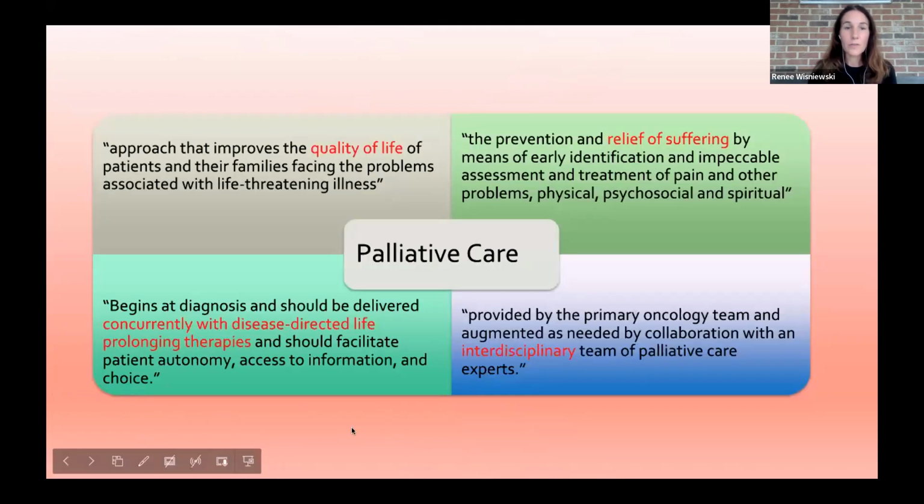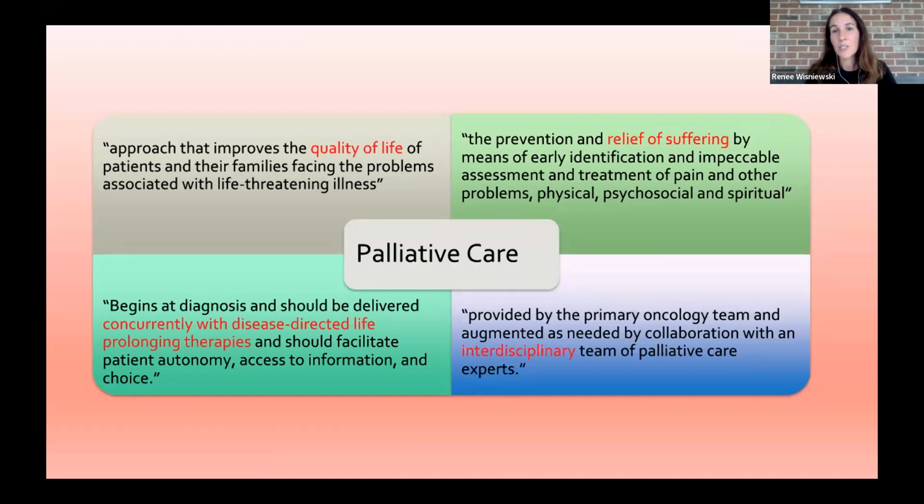This is just an overview of palliative care. It's an approach that improves the quality of life of patients and their families facing the problems associated with life-threatening illnesses. It's the prevention and relief of suffering by means of early identification and impeccable assessment and treatment of pain and other problems, such as physical, psychological, and spiritual.